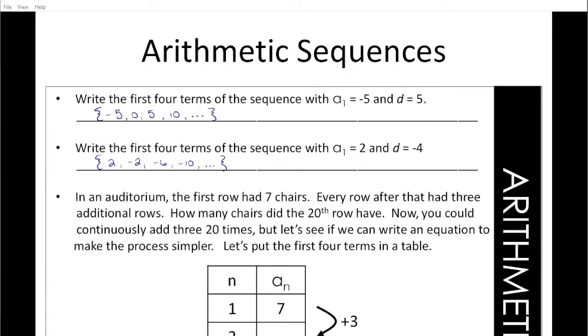Okay. How many chairs did the 20th row have? Okay. Now we can continuously add 3 twenty different times, but let's see if we can't develop a formula, an equation, because math gets easier with equations, to make our process a little simpler.